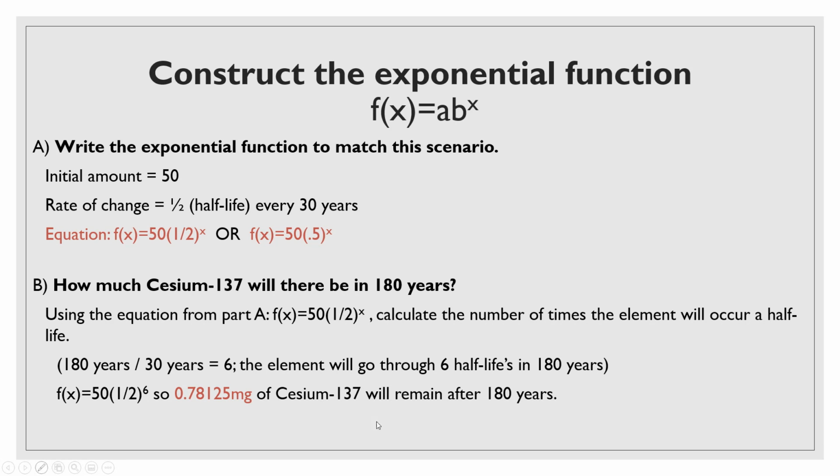So we are going to substitute. This would be our x. Our f of x is equal to 50 times 1/2 raised to 6, which is equal to 0.78125 milligram of cesium-137 that will remain after 180 years. And that's all for this topic.